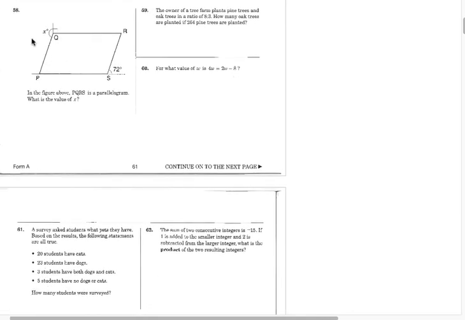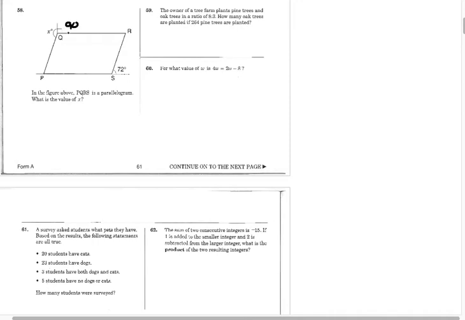Number 58, we have to find x here. So what we have to do is notice that there's a square here, which means it's 90. So we have this 90, and we have this bottom half, which is 72. 90 plus 72 is 162 degrees.